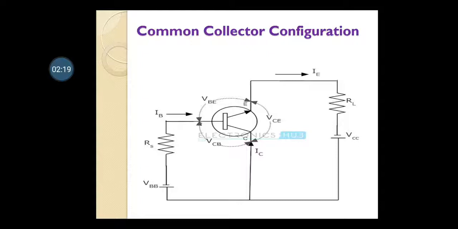The output voltage which will be developed will be VCE, and the output current will be IE. The input voltage which will be developed will be VCB, and the input current will be IB.